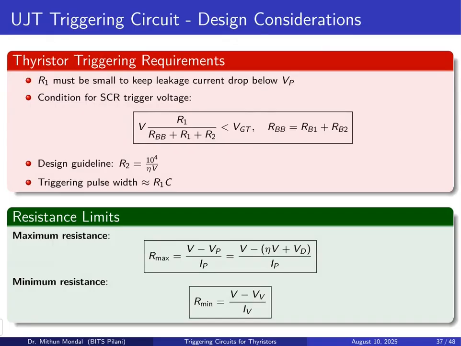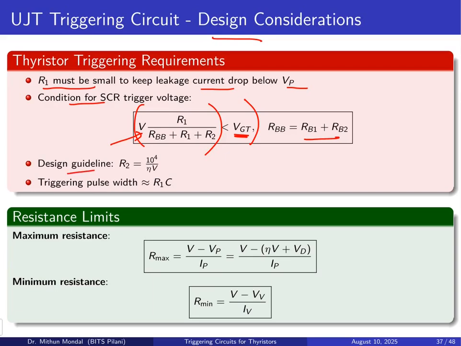For the UJT triggering circuit, in the design consideration, R1 must be small to keep the leakage current drop below the peak voltage. The condition for the SCR to trigger is given by this condition, where VGT should be greater than this value determined by the base resistors and the different resistors. RBB is the summation of the two base resistors.